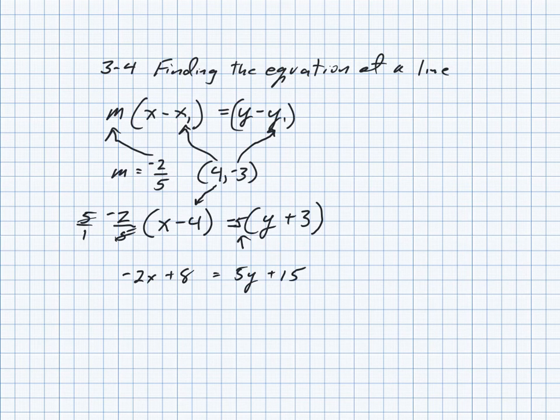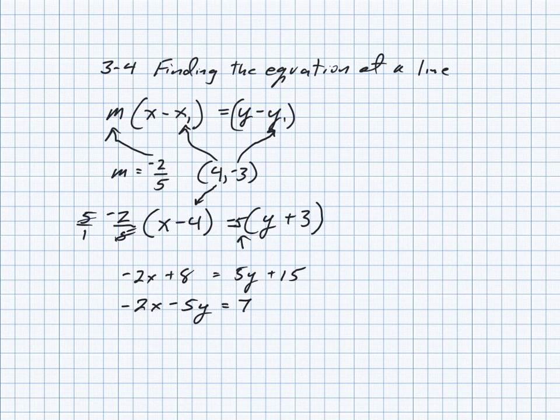At this point, we need to put the x's and the y's on the left and all the constant values on the right. So I need to move the 5y to the left side. Doing so makes it a negative. So I have 2x minus 5y. Now I need to move the 8 over to the right. Adding 8 to the 15, it's going to leave me with 23.